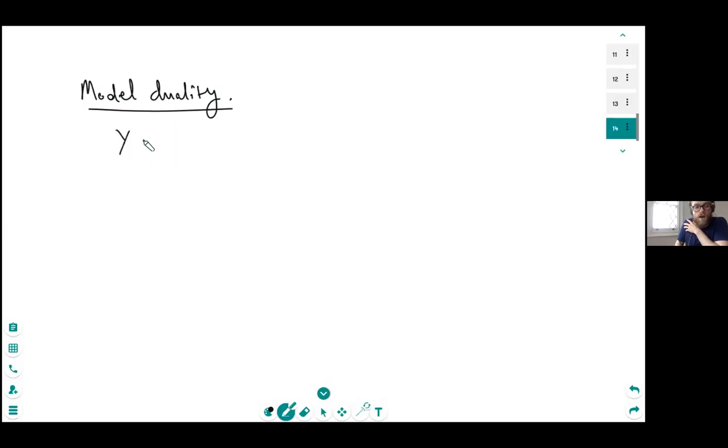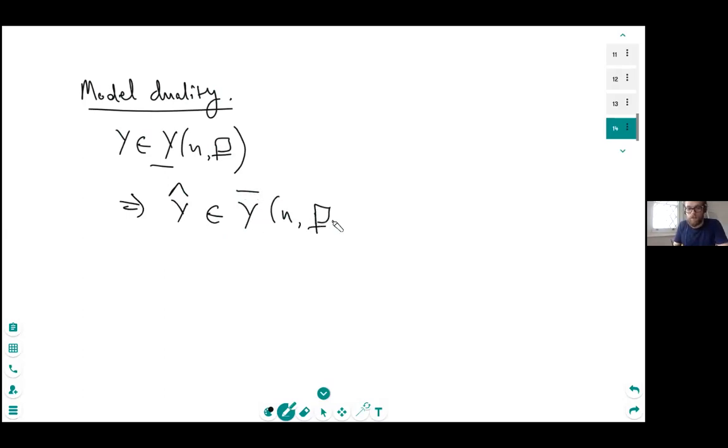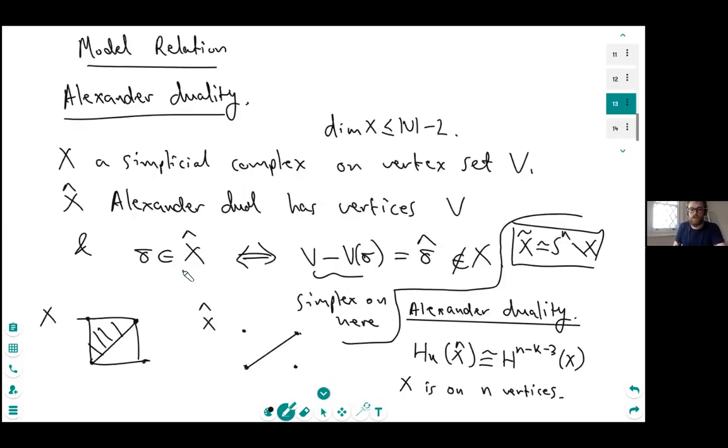So if y is in Y_n lower p, then ŷ is in Y_n upper p prime, where p_i prime is equal to 1 minus the complementary, so 1 minus p_{n-i-2}. And this almost exactly immediately comes from just the definition.